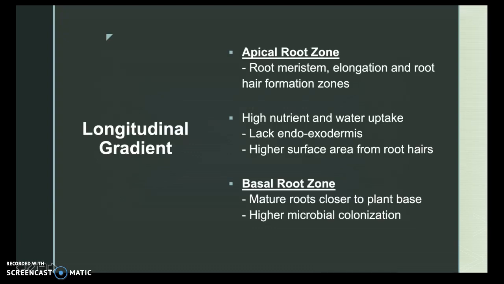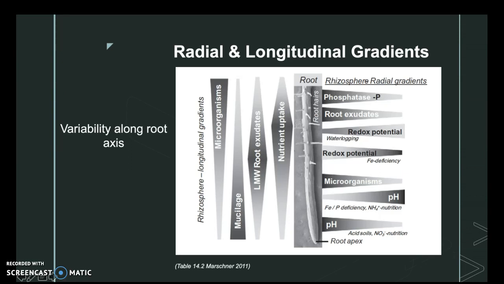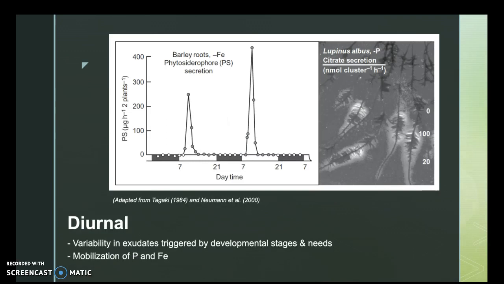This section has a higher microbial population because of its lack of mucilage, which is generally attributed to preventing higher concentrations of outwardly diffusing microbial stimulants. Table 14.2 from Marschner 2011 offers a helpful schematic comparing the chemical and biological differences between the radial and longitudinal gradient. The chemical behavior of roots can also be determined temporally.